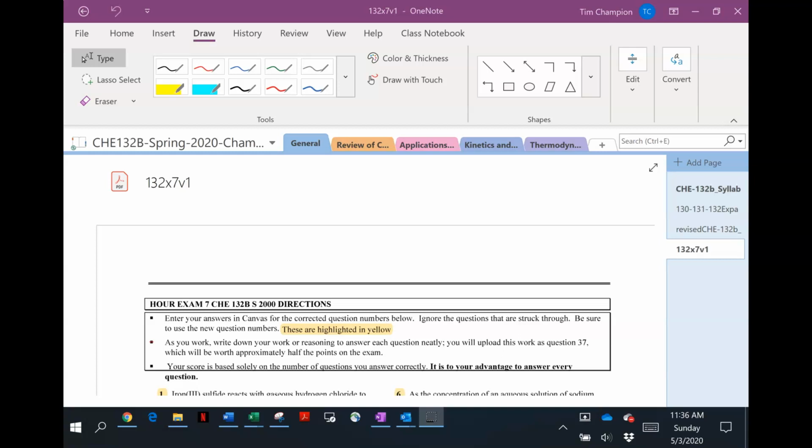Hi there. Going to go over the review for the final Exam 7 that we gave you earlier. And this is under the General tab in our OneNote notebook here. So you see the General tab up there. And it's 132 version 7, or Exam 7 version 1.